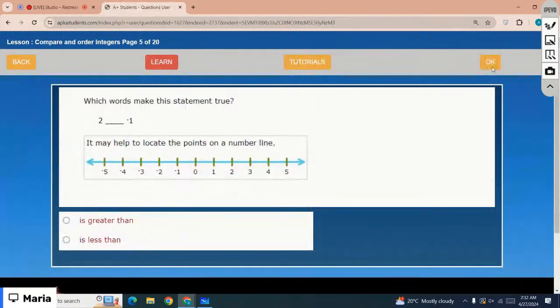Which words make the statement true? Which is the correct option? 2 is greater than negative 1, right? 2 is a positive number, so positive numbers are always greater than the negative numbers. 2 is greater than negative 1.